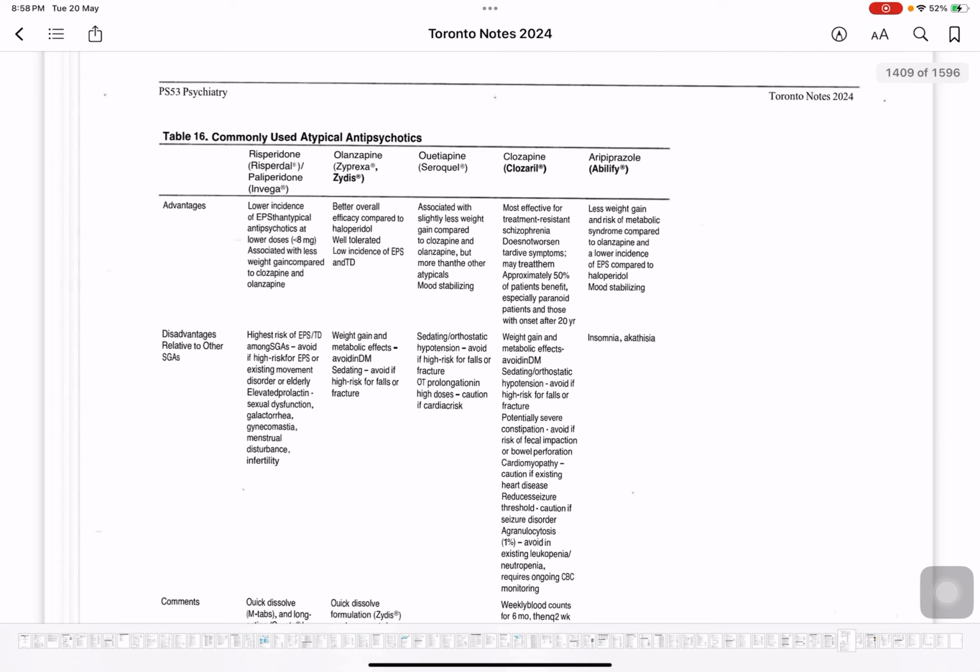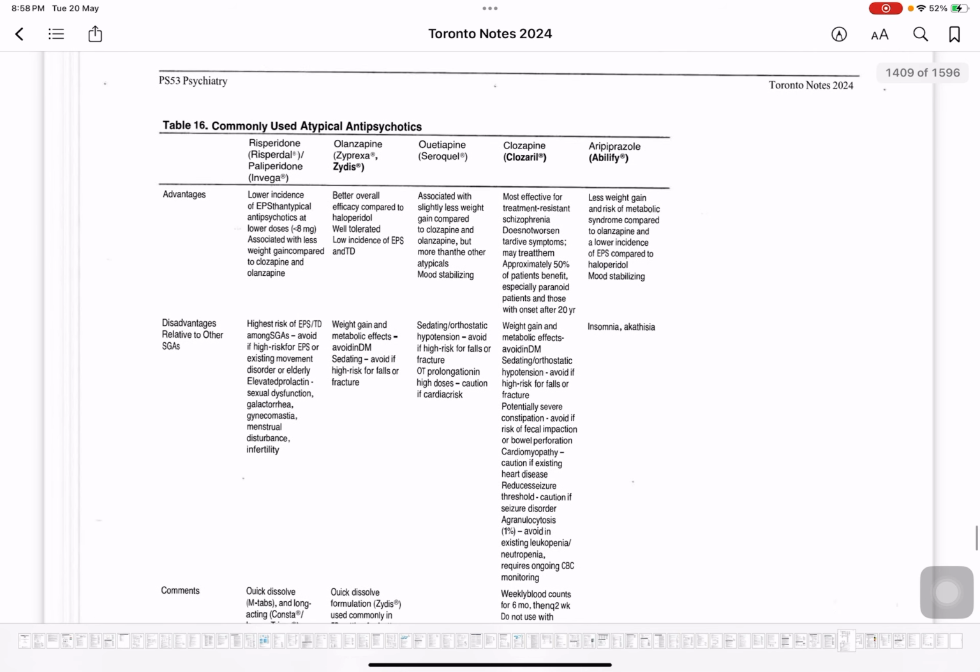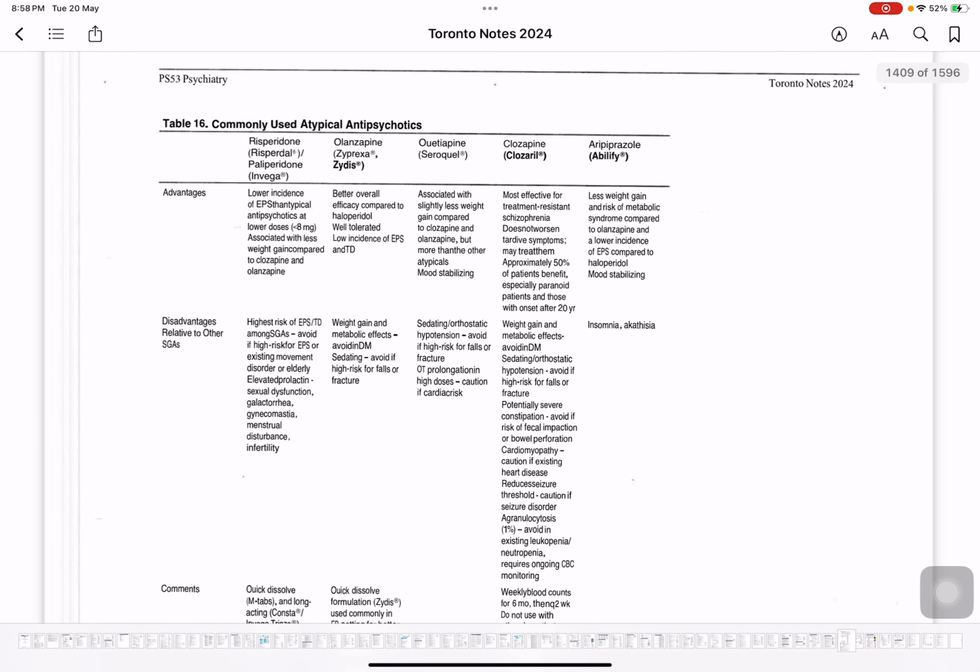Avoid if high risk of EPS or existing movement disorder, elderly, elevated prolactin, sexual dysfunction, galactorrhea, gynecomastia, menstrual disturbance, infertility. Very important. I know it is really overwhelming to learn these nitty gritty, tiny details, but trust me, these are the ones they want you to know, because that would make you stand out and pass the exam easily. They would not ask you what test to do for anemia. No, they would ask you these details because they are tough to remember, right?